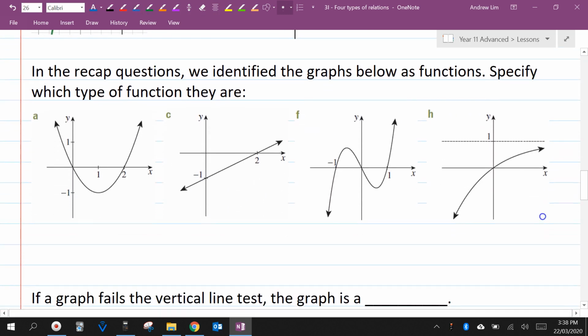So in the recap questions, we identified the graphs below as functions. I want you to specify which type of function they are below. So just pause the video and tell me, is it a one-to-one function or is it a many-to-one function?